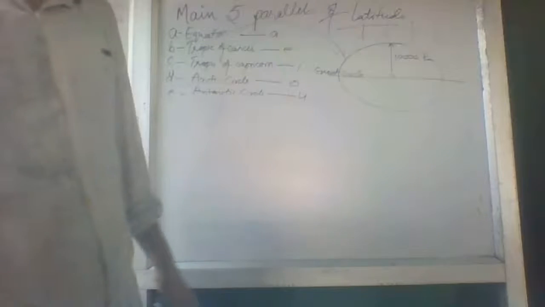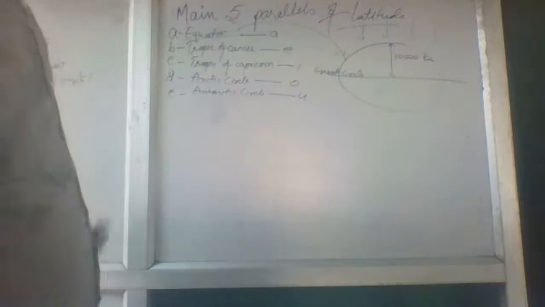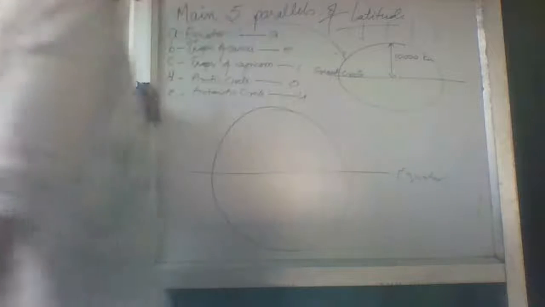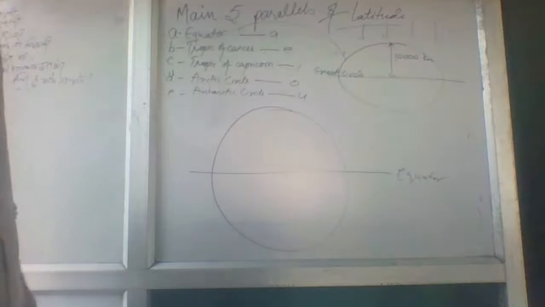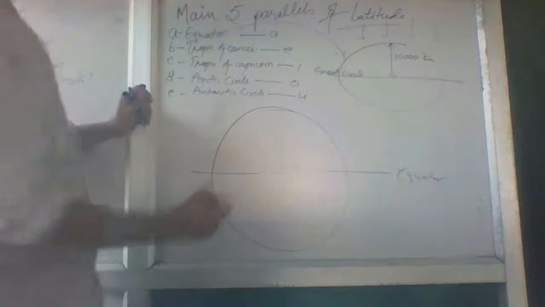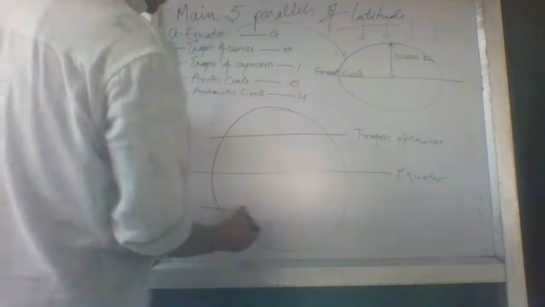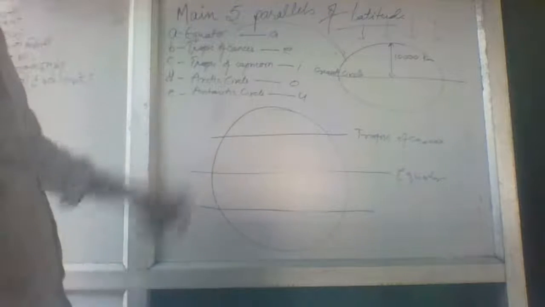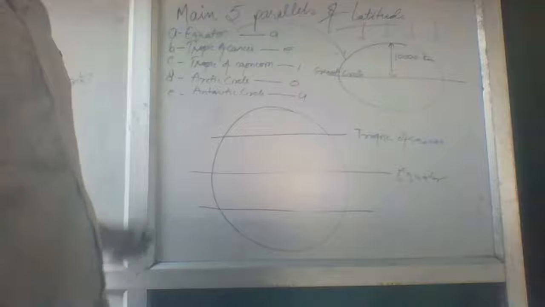Now the second part is the Tropic of Cancer. To make it, we have to make this diagram of Earth. This is the equator, dividing into two equal halves. In the middle of the northern half is the Tropic of Cancer. In the middle of the southern half is the Tropic of Capricorn.